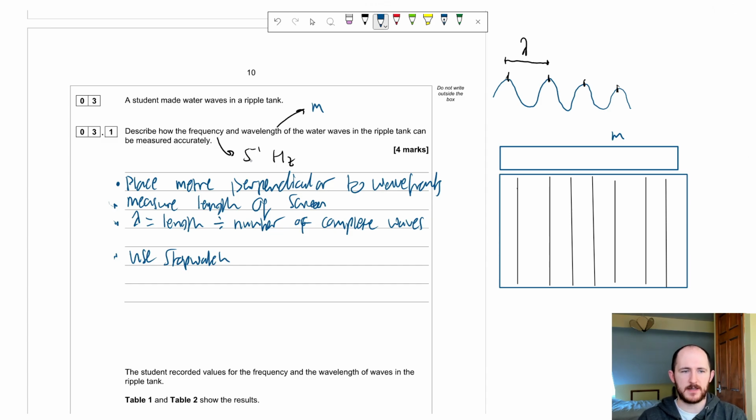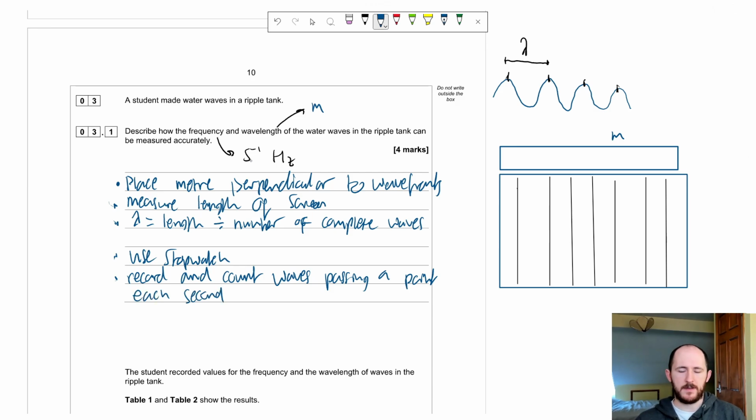Now, how are you going to do this? What you're going to do is record and count, using the recording, waves passing a point each second. So if it's 5 waves per second, then your frequency is going to be 5 hertz. And that's literally it. So I hope that makes a bit more sense now.